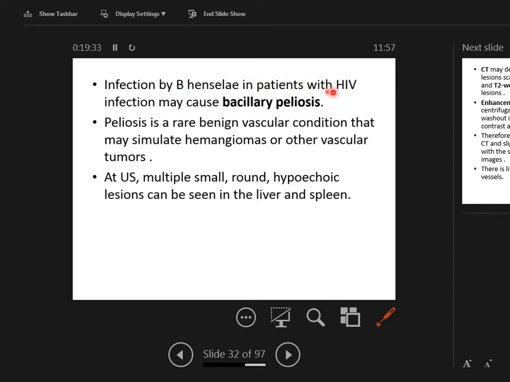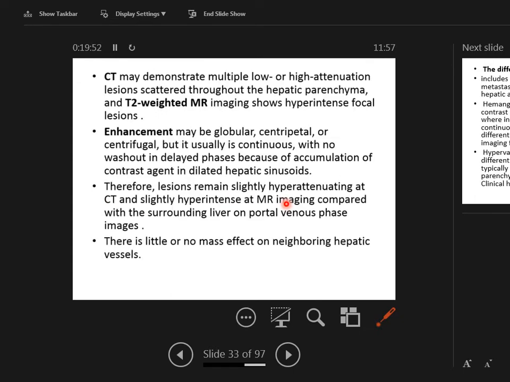If it happens in a patient with HIV infection, it may cause cirrhosis. Benign vascular condition that may simulate hemangioma or other vascular tumor. At ultrasound, multiple small round hypoechoic lesions can be seen in the liver and spleen. On CT, low or high attenuation lesions scattered through the hepatic parenchyma, and on T2 MRI they show hyperintense focal lesions. Enhancement may be globular, centripetal, or centrifocal, but it's usually continuous with no washout in the delayed phase.